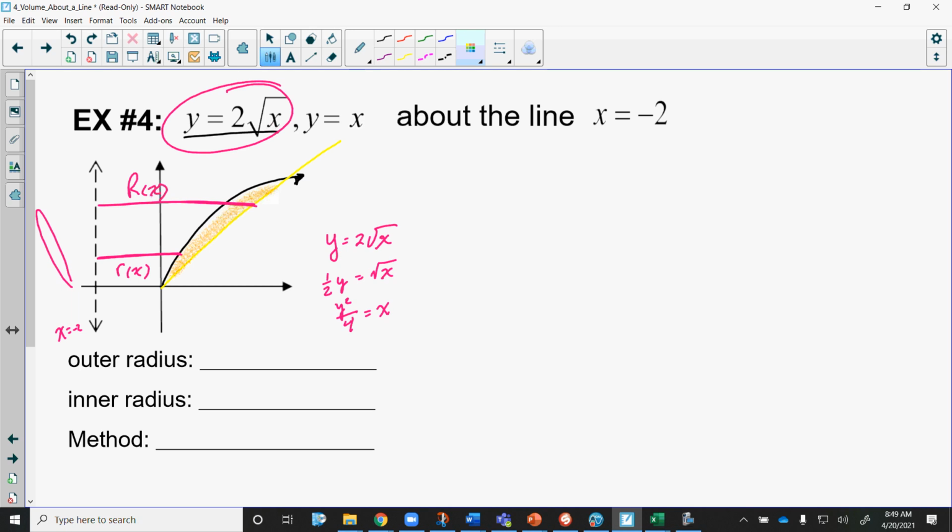So the outer radius, I'm going to say the line, -2, minus the outer radius was just the line. So that would just be minus y. And the inner radius will be -2 minus y squared over 4. And again, Washer method.